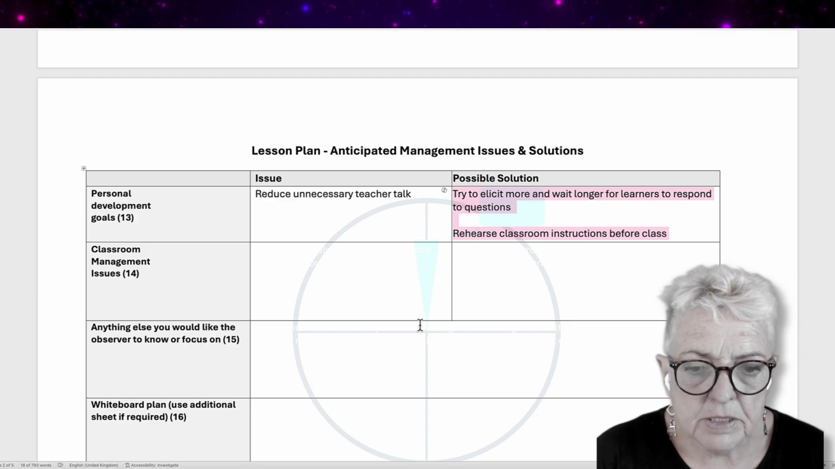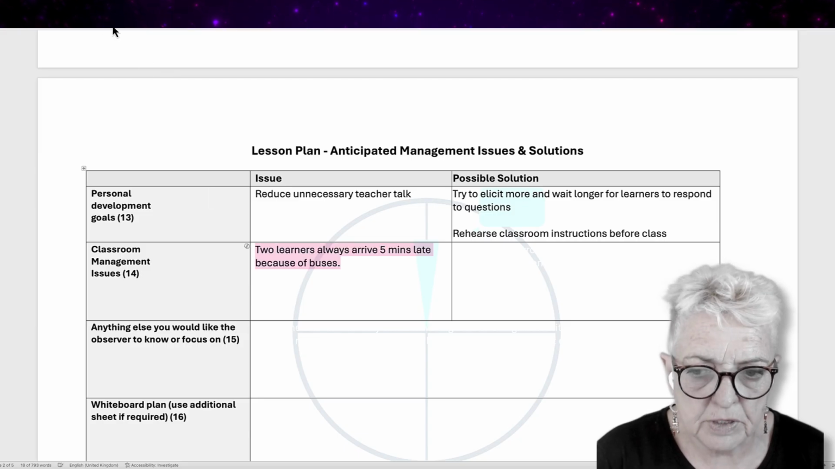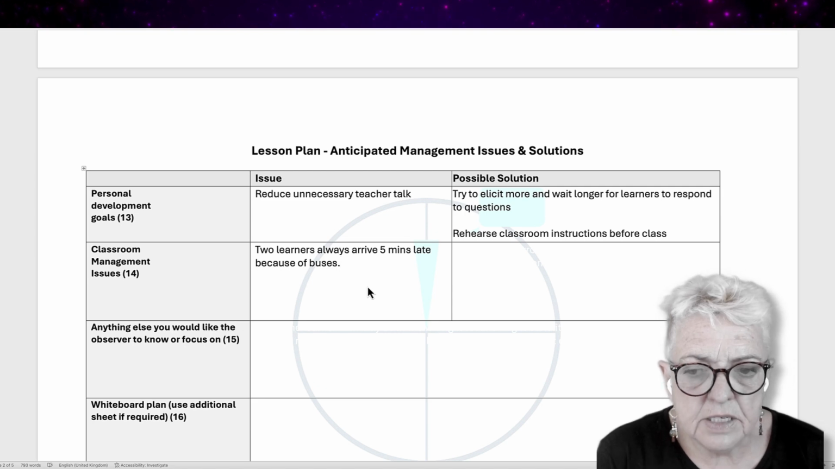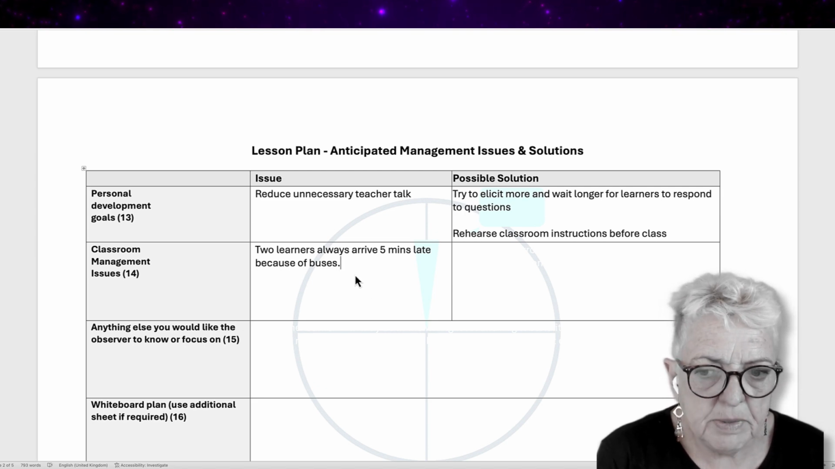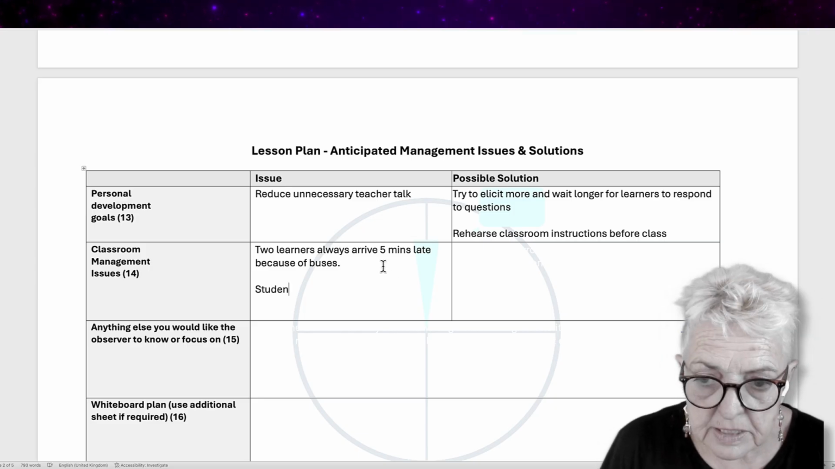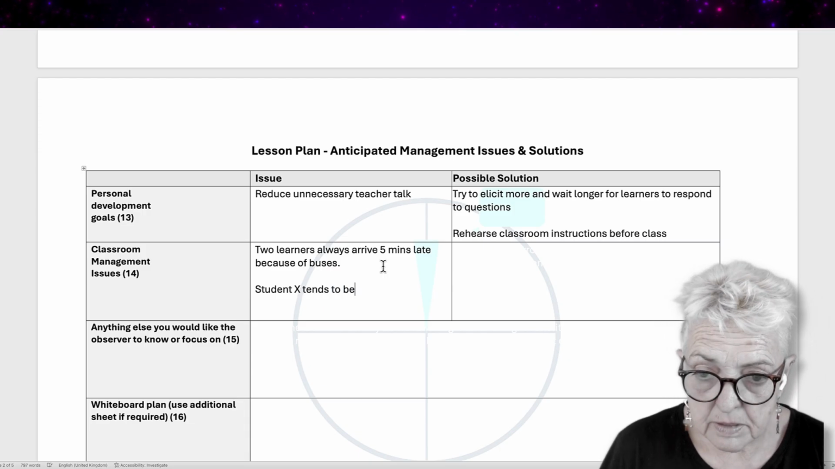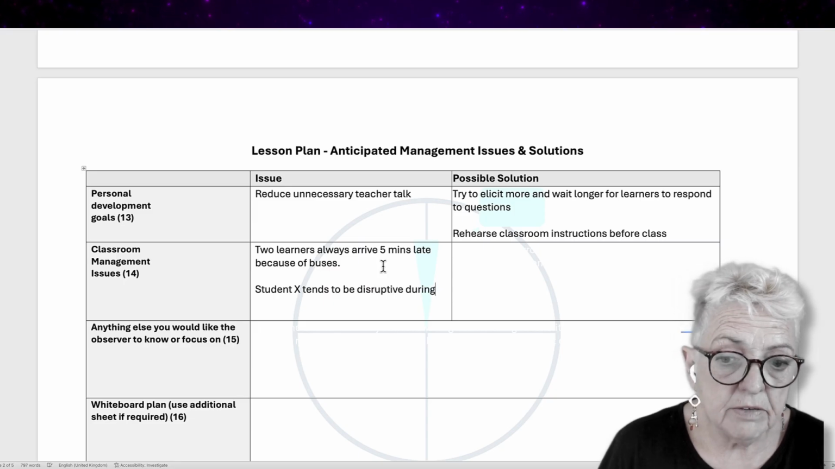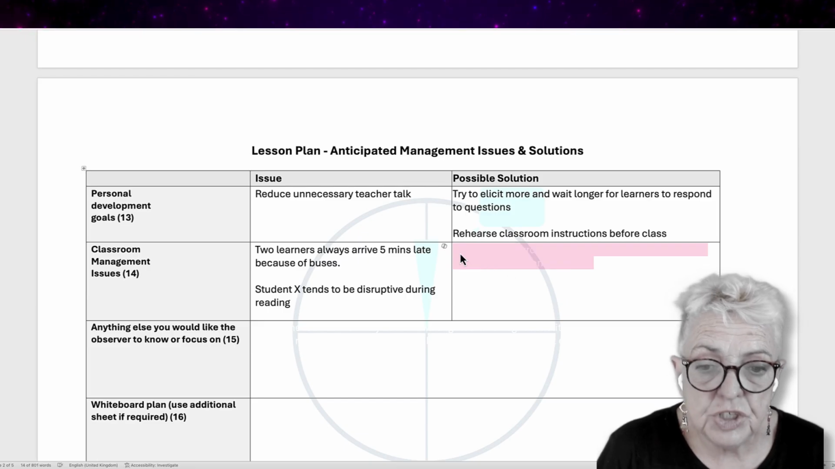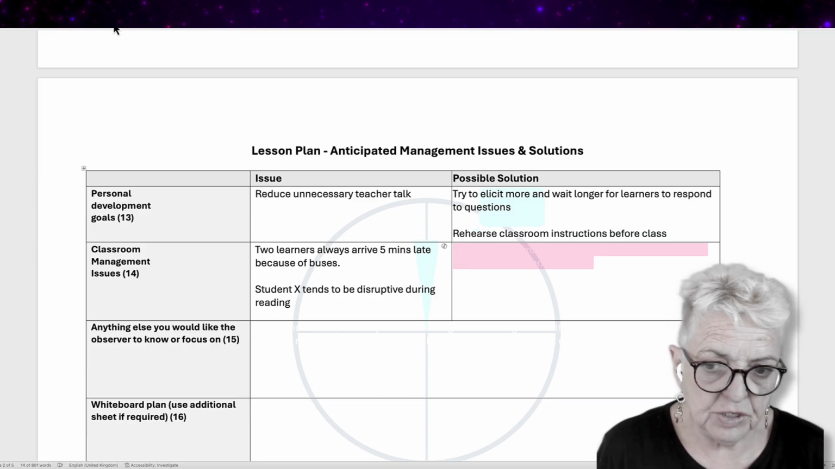Okay, so personal development goals, all sorts. I've given lots of examples of different goals in the information sheet. The assessor needs to know, are there issues? So it could be 2 learners arrive 5 minutes late because of buses. It could be that student X tends to be disruptive during reading. So for example, this is your chance to show anyone watching the lesson that you are aware of any of the issues that may come up.